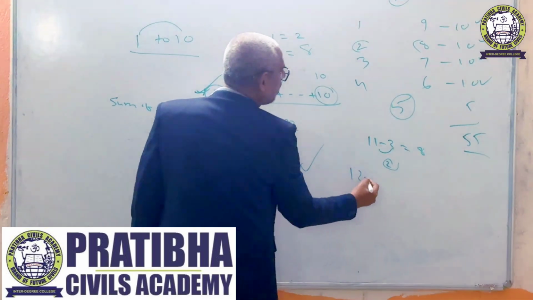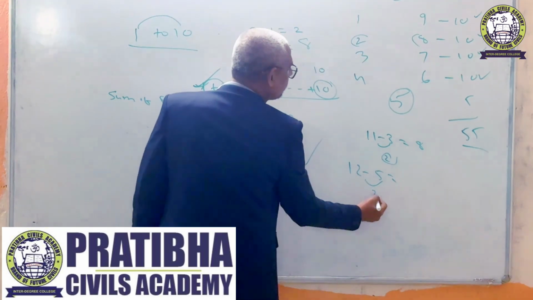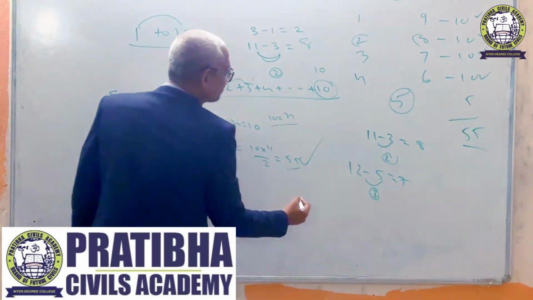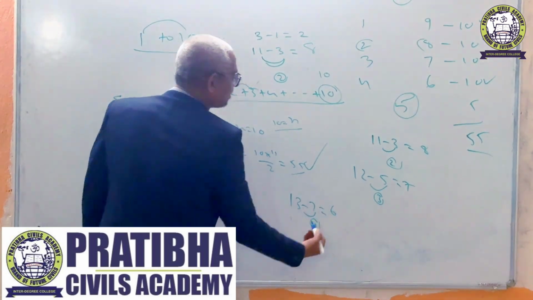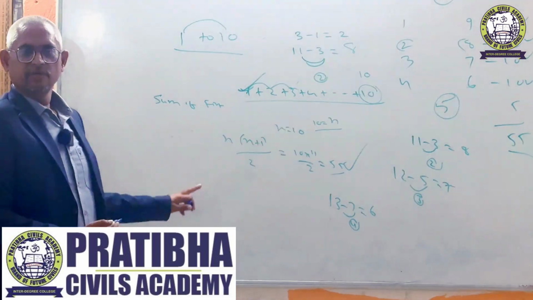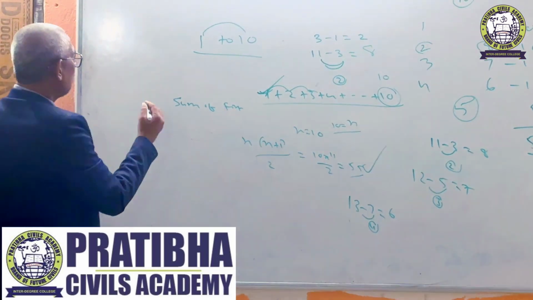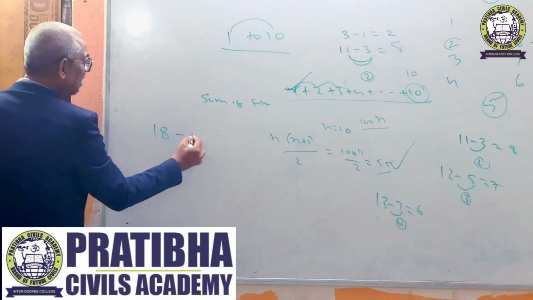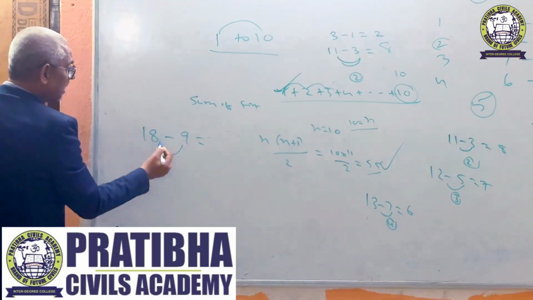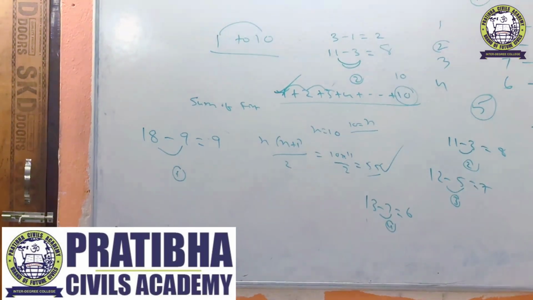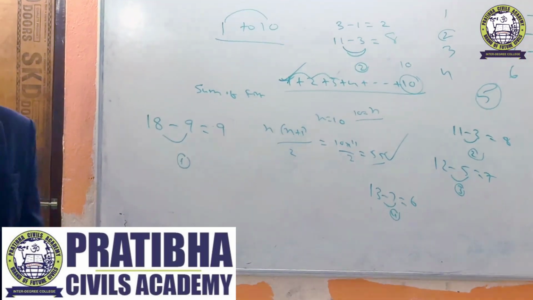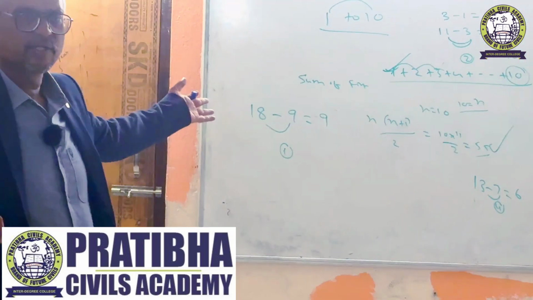For example, 12 minus 5: 5 minus 2 is 3, the linked number of 3 is 7, so 7 is the answer. 13 minus 7: 7 minus 3 is 4, linked number 6, so 6 is the answer. Everyone got the logic? If 18 minus 9 is there, 9 minus 8 is 1, and the linked number of 1 is 9. You can implement this in any subtraction, with any numbers, not only single digits.